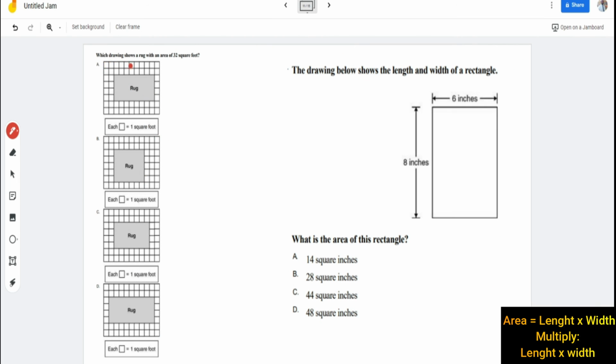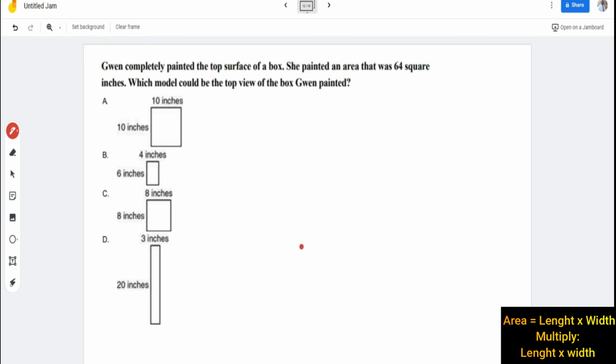Now we have here the same. It says which drawing shows a rug with an area of 32 square inches. A hint for you, just work on the shaded part. Which of them, when you multiply the length times the width, is equal to 32? The drawing below shows the length and width of a rectangle. We have the length 6 and the width, which is 8. You have to multiply these and then find out which is the same as this here.